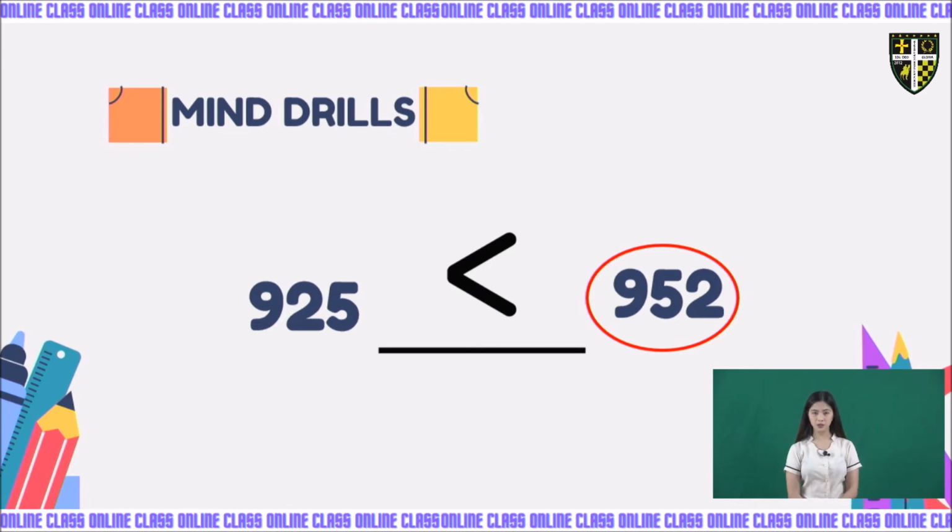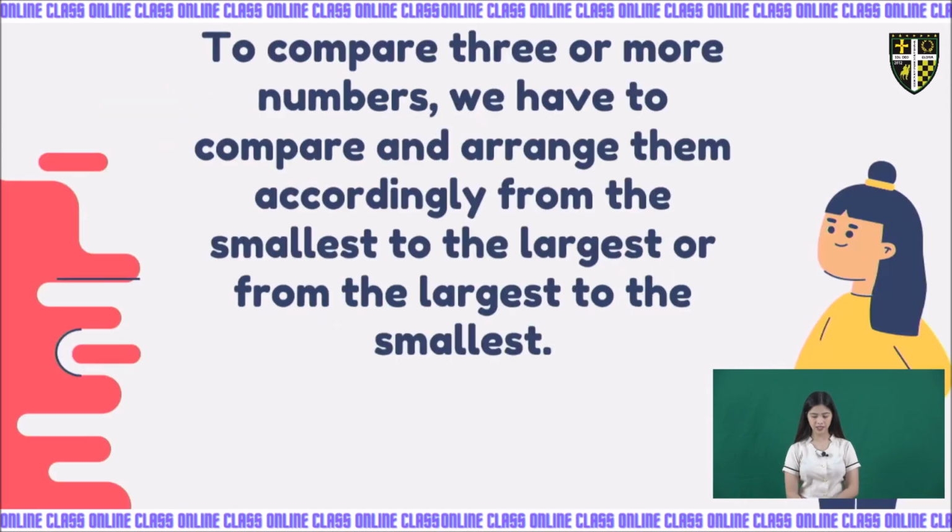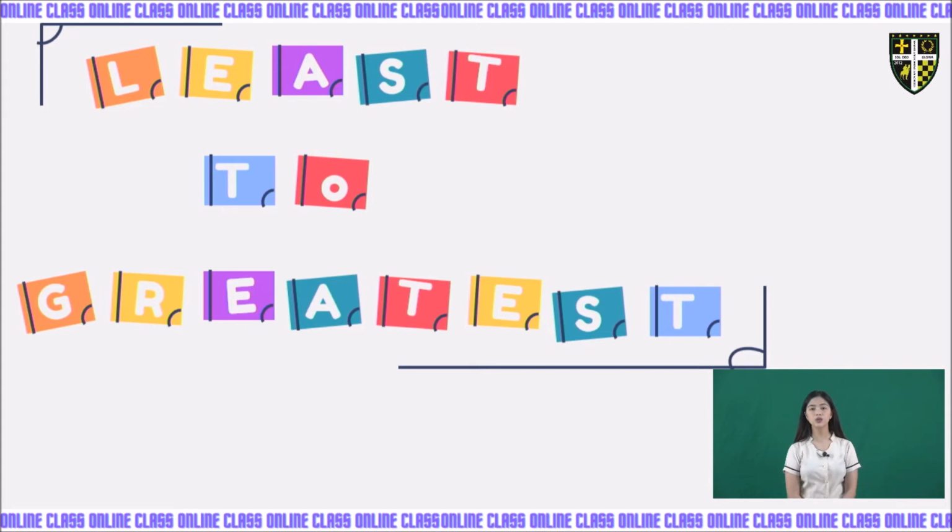So kids, because we are already done in comparing numbers, let's proceed to ordering numbers. So, take note, to order three or more numbers, we have to compare and arrange them accordingly, from the smallest to the largest or from the largest to the smallest. So, let's proceed to the first one, least to greatest. So what does that mean? When we say least to greatest, it means from the smallest number going to the bigger number. Okay? So let's have an example here.